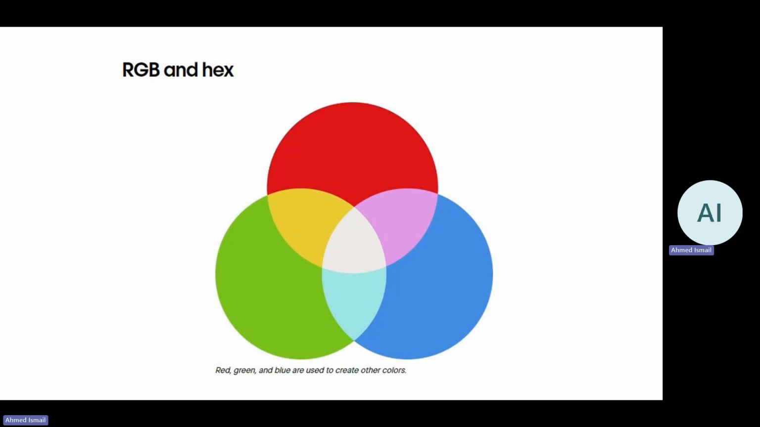Okay, so the RGB and hexadecimal, as we see here, red, green, and blue are used to create other colors. But see how in the middle there is a white place. So whenever you mix the red, green, and blue in devices, in electronic screens, it will come up with white color. So you should understand this.